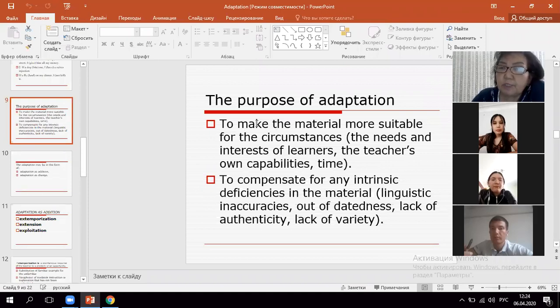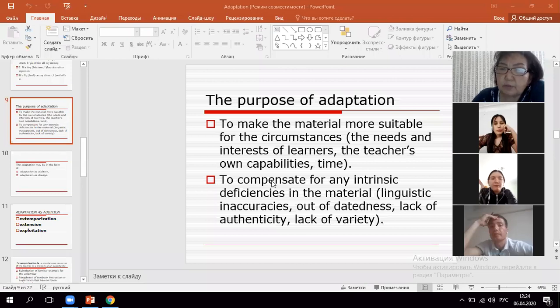It is to make the material more suitable for the circumstances. What do we mean by circumstance? It is the needs and the interests of our learners, or the teacher's own capabilities, or the time of this lesson, yeah? So according to these kind of circumstances, we adapt the material.